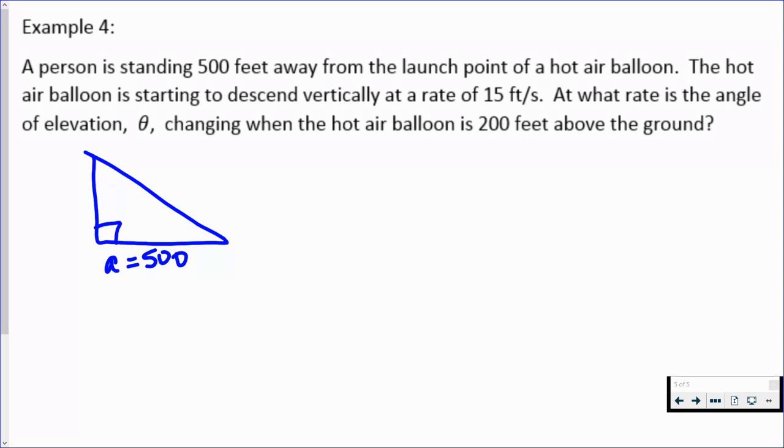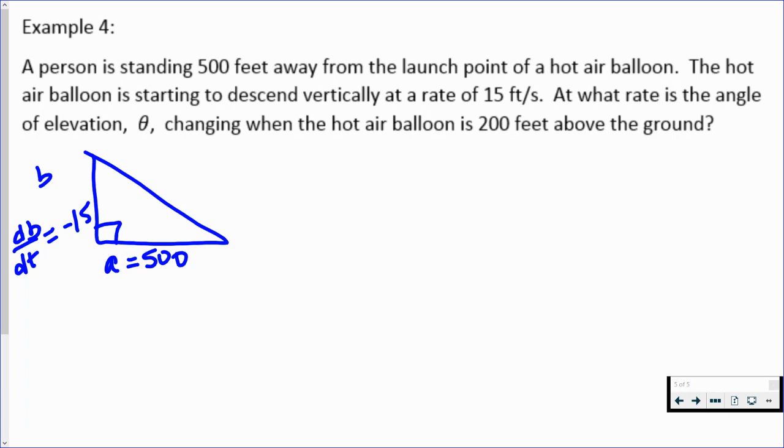Okay, the hot air balloon is starting to descend vertically at a rate of 15 feet per second. So if this is B, then we know dB/dt is negative 15. Now, why did I write negative for this rate of change? Because it says it's descending. So you think about that actual length of B getting smaller, so we want that to be a negative rate. The rate is implying which way it's going.